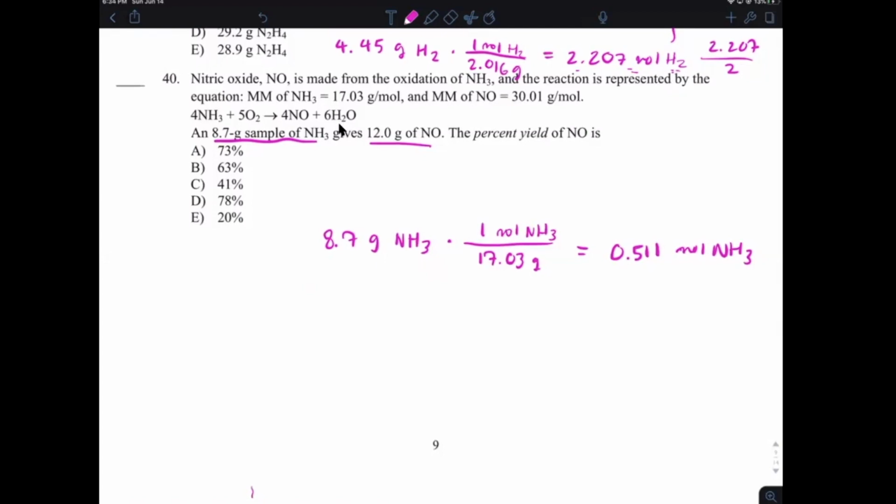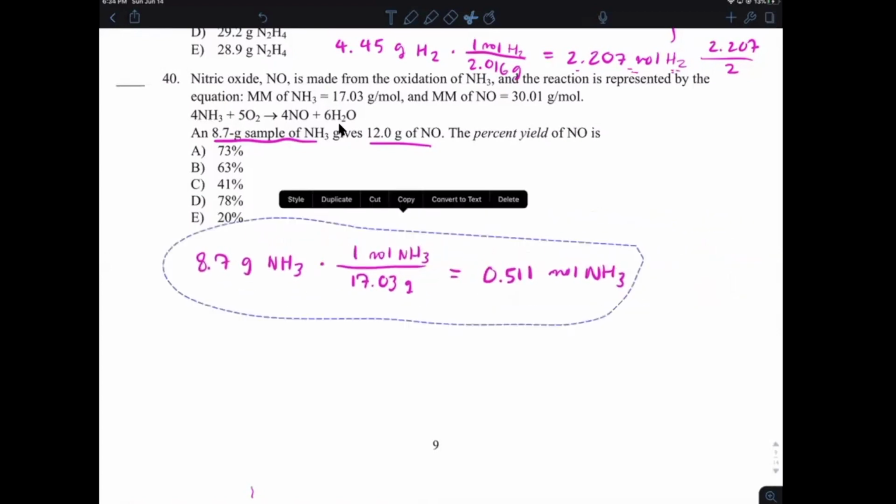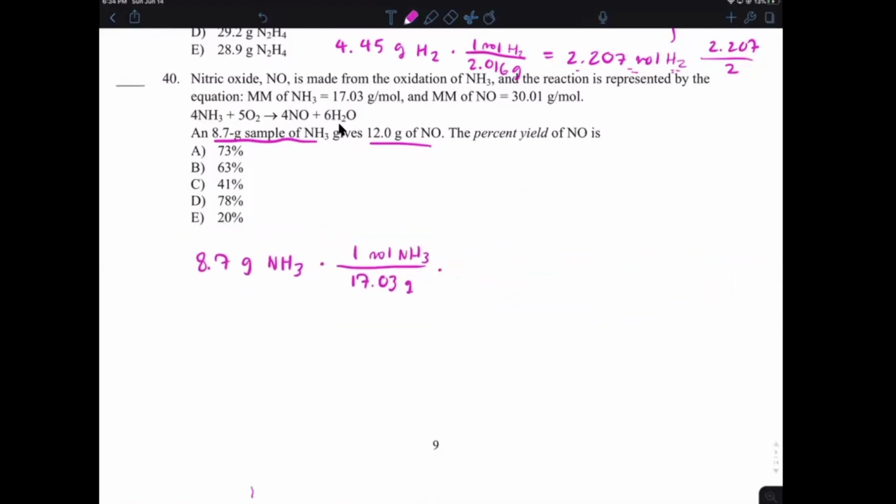All right, actually let's write it all out in one big thing so it's easier. For every 4 moles NH3, we produce 4 moles of NO. And so from here, one more step: let's convert moles into grams. 30.01 grams NO.